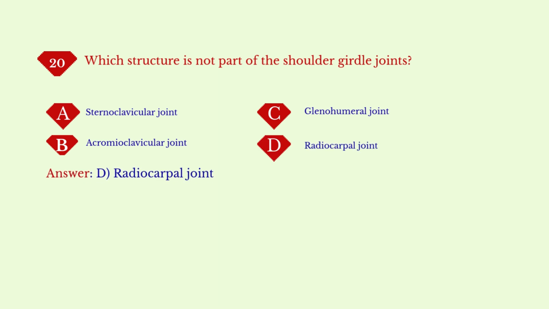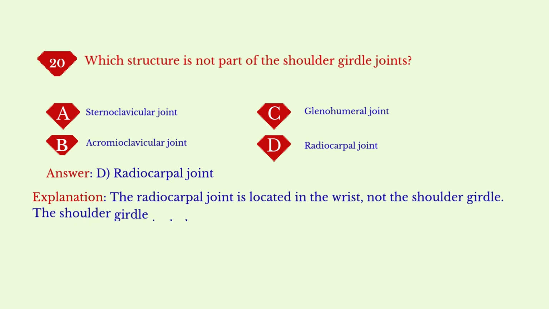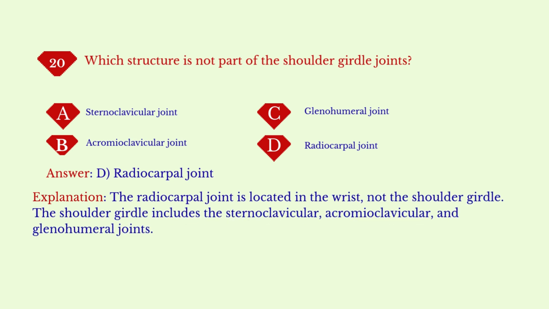Answer: D. Radiocarpal joint. Explanation: the radiocarpal joint is located in the wrist, not the shoulder girdle. The shoulder girdle consists of the sternoclavicular, acromioclavicular, and glenohumeral joints, along with the scapulothoracic joint.